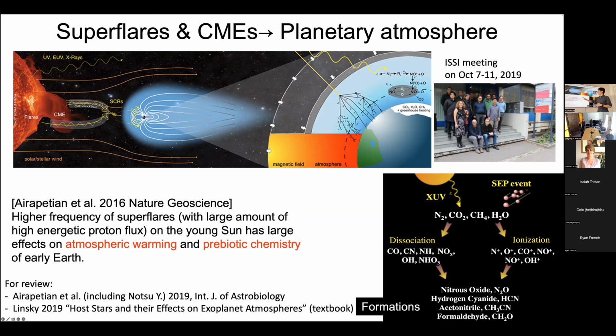Now, for example, one theoretical paper in Nature Geoscience suggests the higher frequency of superflares on the young sun has large effects on atmospheric warming and prebiotic chemistry, especially prebiotic chemistry, because strong UV from superflares and also strong particle events from accelerated particles can trigger some chemical reactions necessary for understanding the atmosphere on our current Earth. So then particles and coronal mass ejection are very important to understand this topic.